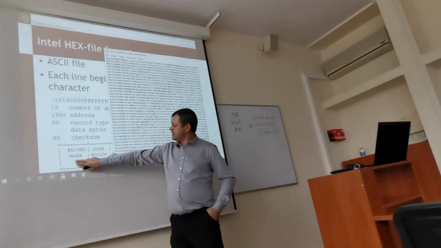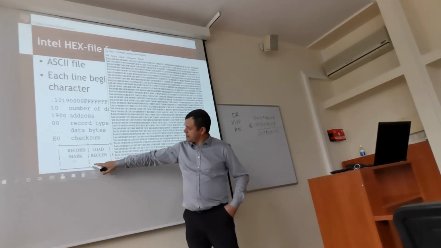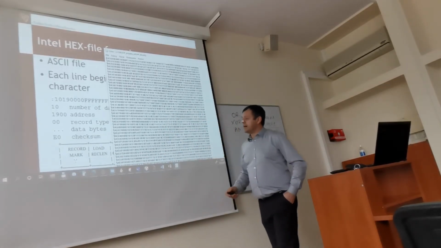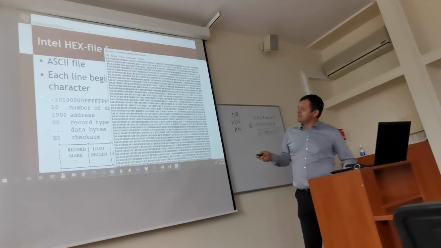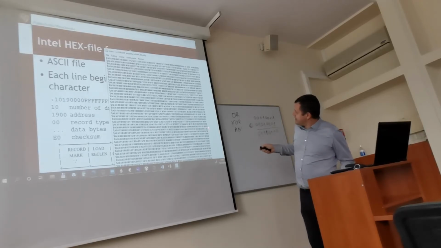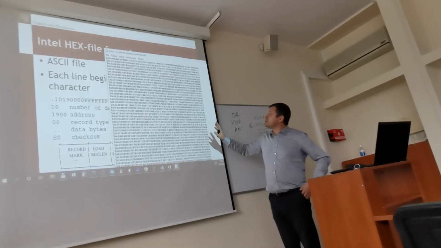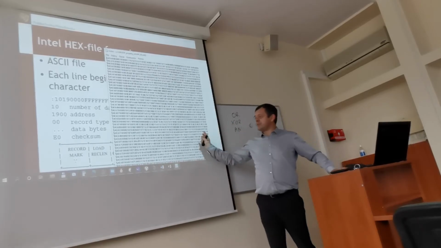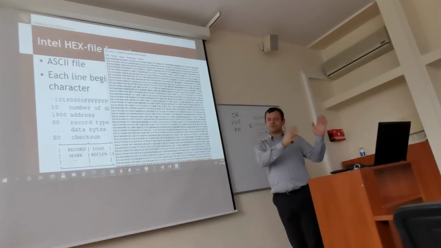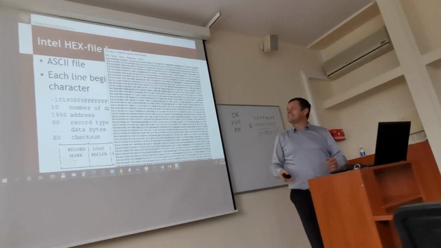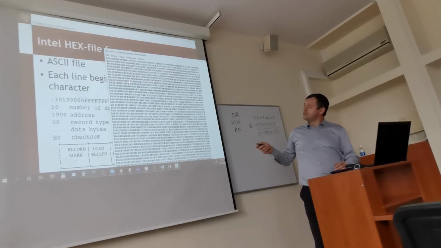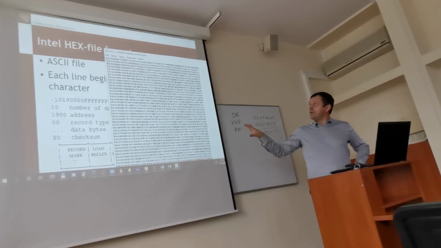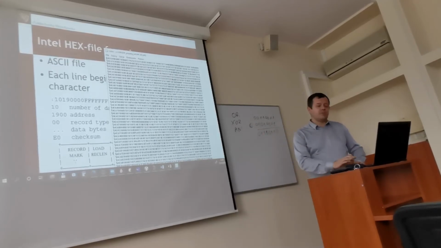Although the difference here is that there is a colon instead of a percent mark, the idea is almost the same. We have the number of data bytes, the address, the type of record, then the data itself and the checksum. There are slight modifications, but the general rule is, as you can see, the same. So address, and at what address, what data are to be written. That's the output of our linker.